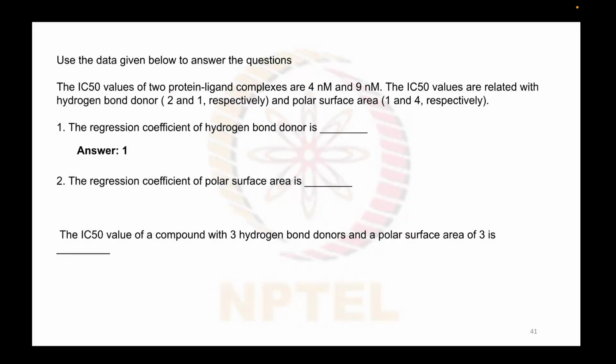So the value of x equals 1, y equals 2. If we combine x and y, the IC50 value of a compound with 3 hydrogen bond donors and a polar surface area of 3 is given by the equation 3x plus 3y. So 3 into 1 plus 3 into 2, so 3 plus 6. It is 9.